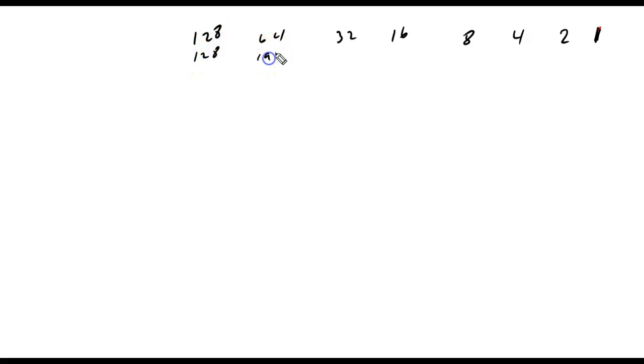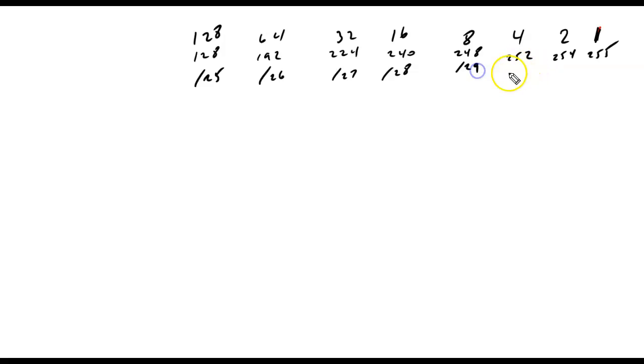128, 192, 224, 240, 248, 252, 254, 255, /25, /26, /27, /28, /29, /30, /31, /32. And notice I'm going faster and faster on this because I've explained it each time, and hopefully you'll learn it along with me and get faster and faster. This is all in the 4th octet.